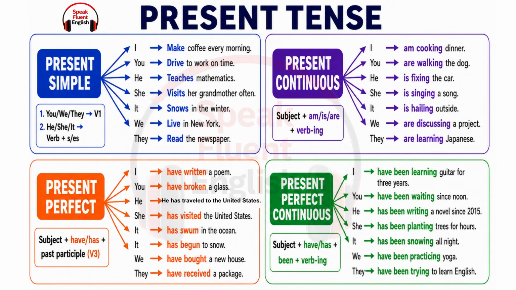Today, we're going to learn the 4 present tenses in English. The present tenses are some of the most important grammar topics because we use them every day when we speak, write, read, and listen. By understanding these 4 tenses, you'll be able to describe daily routines, actions happening now, life experiences, and actions that started in the past and continue to the present.